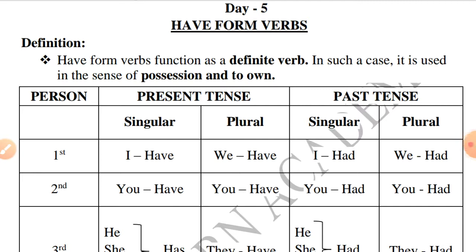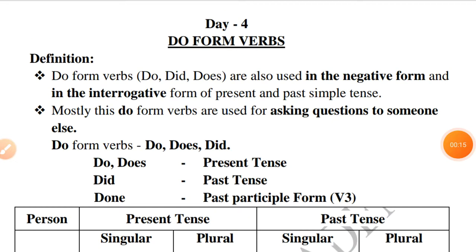In today's class, we are going to see about have form verbs. Before that, let us revise our previous class once. What we have discussed in the last class, we have discussed about do form verbs. What is do form verbs? Do form verb is a type of auxiliary verb. What is auxiliary verb? It is the helping verbs.